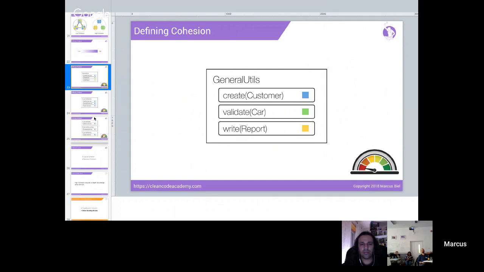So let's see, what do we have here? We have three methods: create customer, validate car, and write report. Actually, we don't have any cohesion here. This is just accidentally put together. So this is what we try to avoid under all circumstances, obviously, right? So let's improve this a bit.